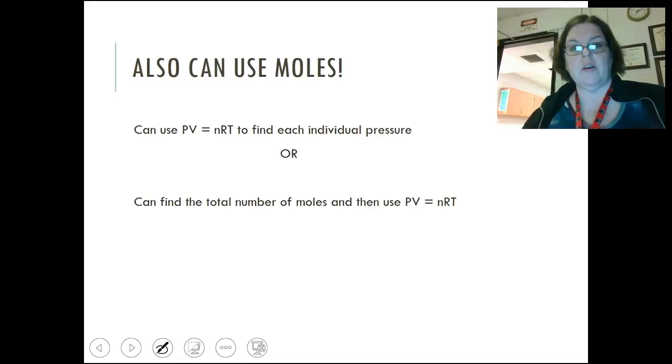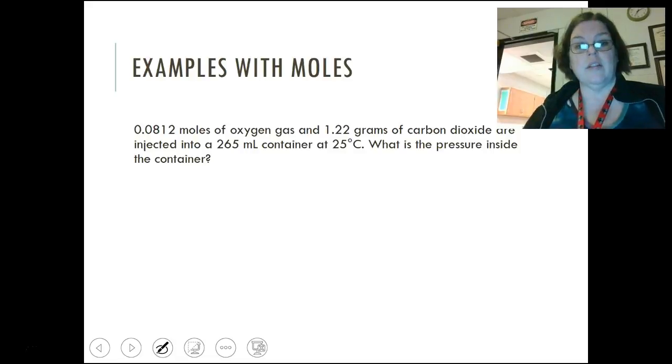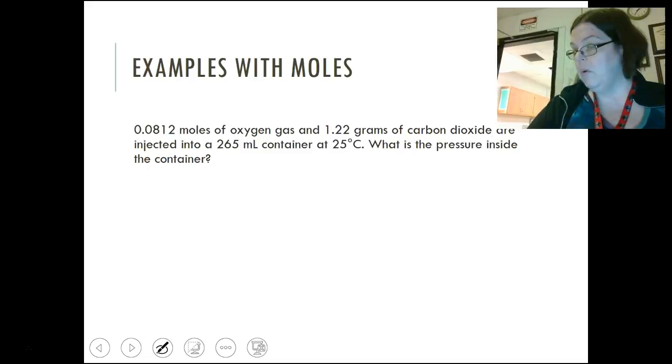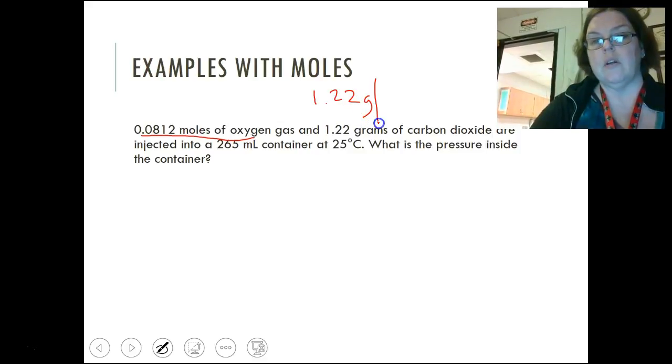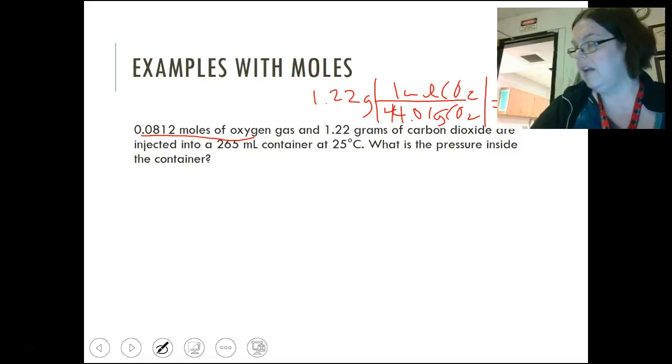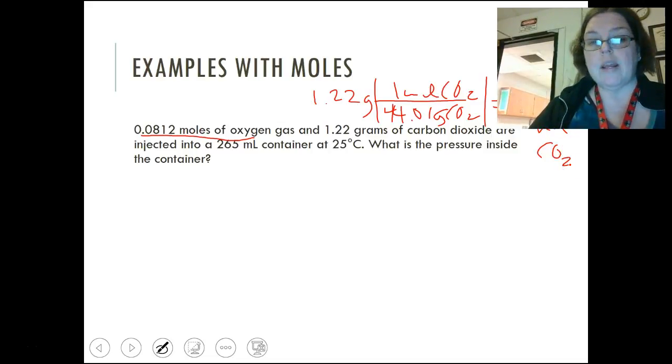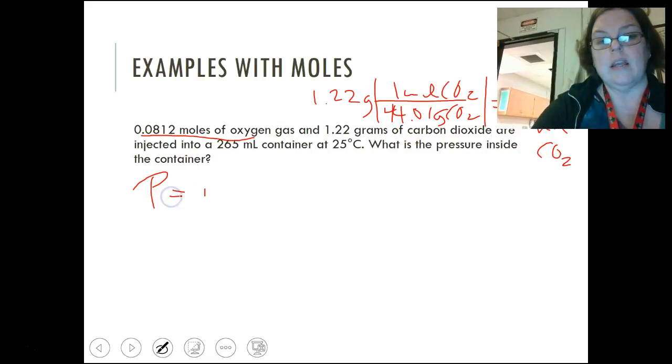So what we need to do is find the individual pressures. You can use PV equals nRT to find each individual pressure, or you can find the total number of moles. So if you know the moles of X and the moles of Y and the moles of Z, you can add all those together and get the total pressure and then start working on partial pressures from there. So let's look at that. If I know that I have 0.0812 moles of O2, and I have 1.22 grams of carbon dioxide, the first thing I want to do is change 1.22 grams to moles. So I'm going to divide that by 44.01, that's the molar mass of CO2, over 1 mole of CO2, okay? And I'm going to end up getting 0.0277 moles of CO2.